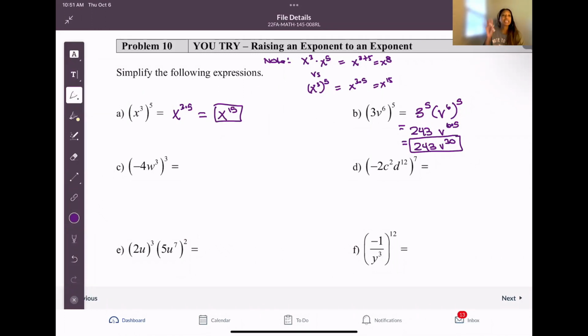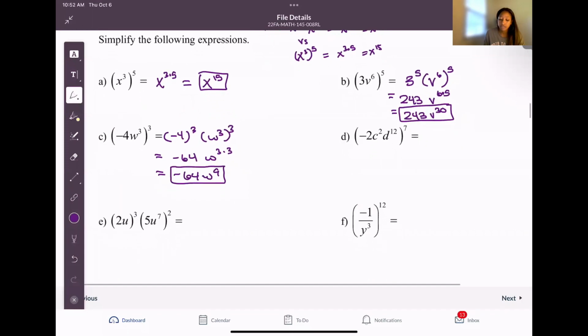All right, so we're combining a few properties together here. For part C, negative 4w cubed, all cubed, that's negative 4 cubed times w cubed cubed. That would give us negative 64 times w to the 3 times 3, which is negative 64 w to the 9th power. All right. Any questions about A, B, or C so far?